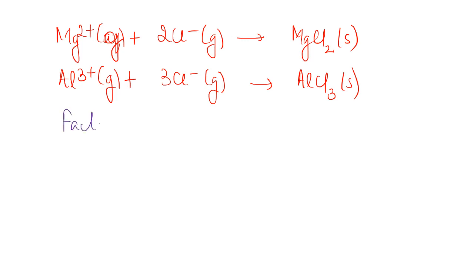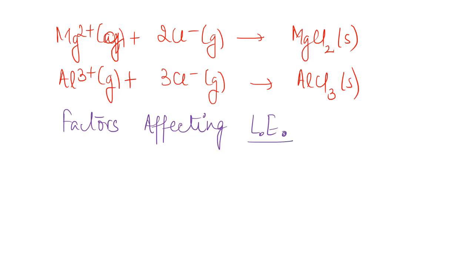Now, what are the factors affecting lattice energy? Just now we have studied that lattice energy is the energy released when the gaseous cation and anion combine to form 1 mole of the solid. By LE, I mean lattice energy.